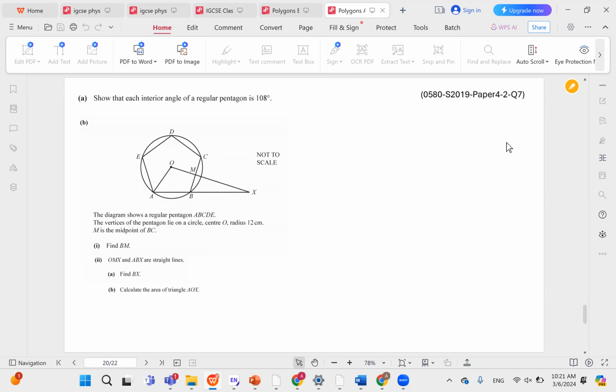In question B, the diagram shows a regular pentagon ABCDE. The vertices lie on a circle of radius 12. M is the midpoint of BC. Find BM. In order to find BM, this is a bit advanced, but we can do it. So we know that M here is the midpoint of BC. So we might need to find the length of BC by looking at this triangle here.